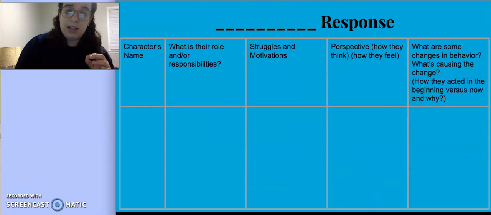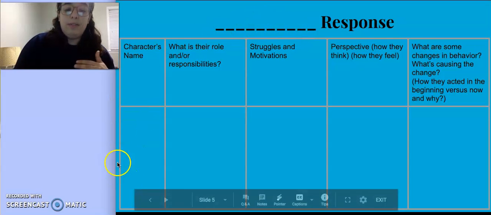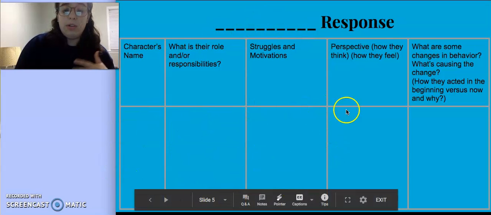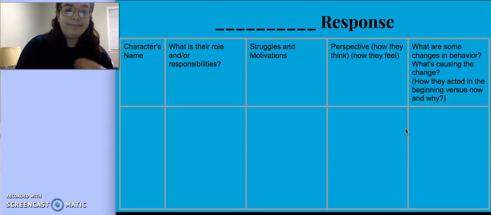Up here on this dotted line goes your name. This is your response. And then you're going to fill in this chart, so with your own main character of your historical fiction book that you're reading.